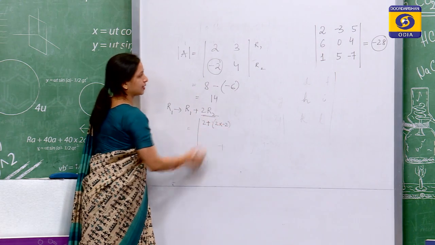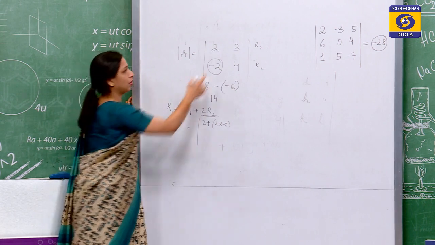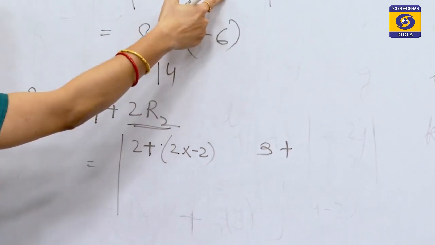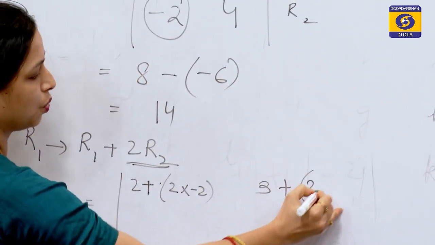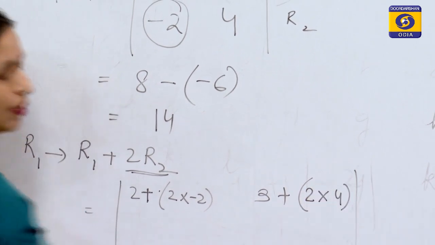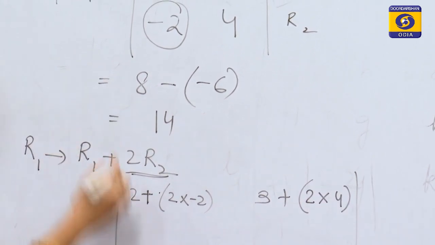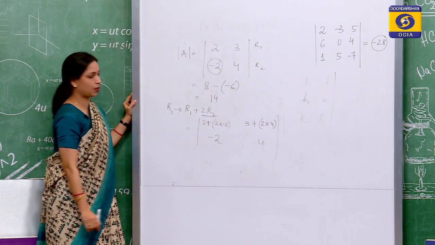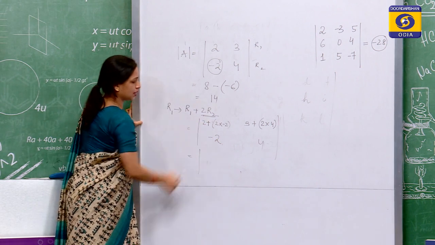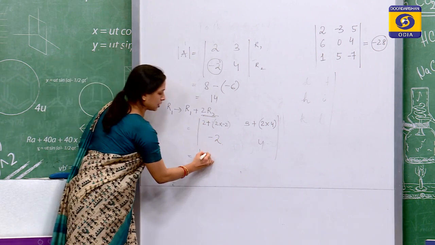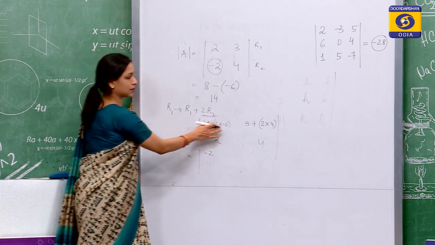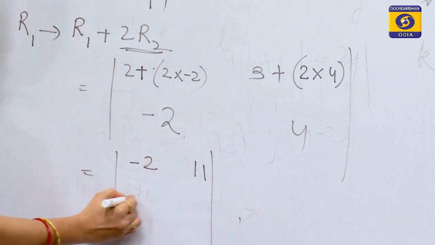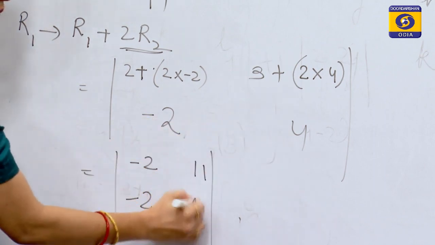Again next element, that is the next element of the same row, 3. So, we write 3 plus 2 R 2, the element is 4. So, it will be 2 into 4, right. Row 2 will remain the same, that is minus 2 and 4. Okay. Now, how much is this? 2 minus 4, that means this is minus 2, 2 plus minus 4, right. This is 3 plus 8, 11, this is minus 2 and this is 4.